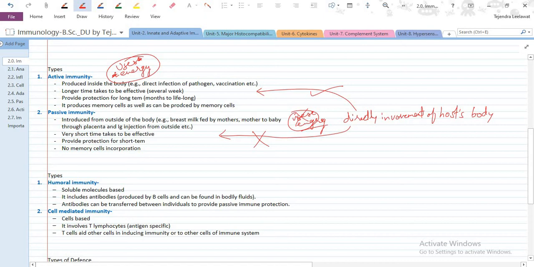Active immunity is produced inside the body. For example, the direct infection of a pathogen from outside, and our body starts making immunity in our body.